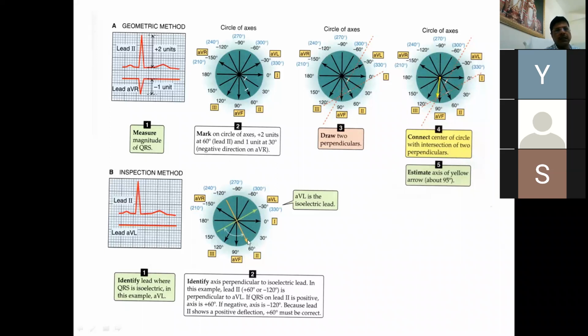And lead 2 we know is positive. It is plus 60 degrees. So we approximate and say that the axis of the heart is around plus 60 degrees. I feel it's better you follow the first method. So you understood? Shall I move on to the next thing?